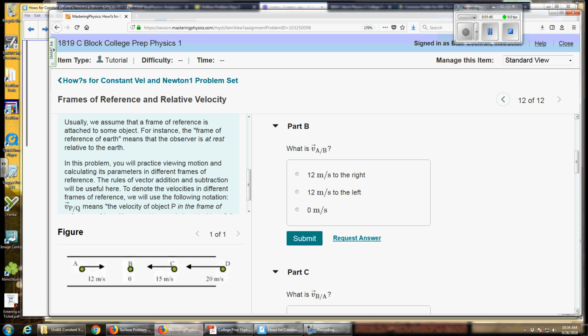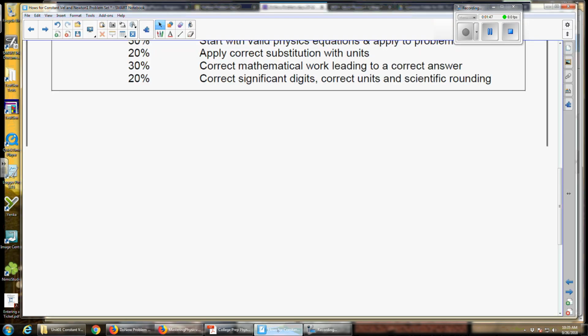All right, I'm going to put some data over here just so I have it. And I know the velocity of car A compared to the Earth. I'm not going to call it Earth. I'm going to call it the ground. And I know the velocity of B to the ground. I know the velocity of C to the ground. I know the velocity of D to the ground.